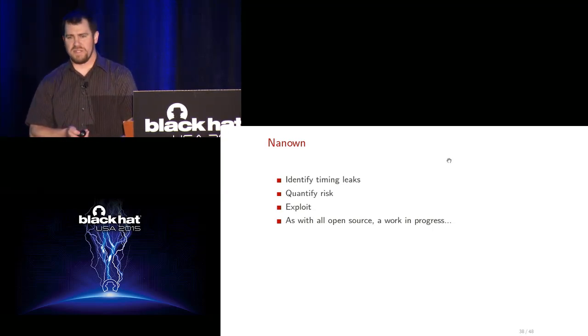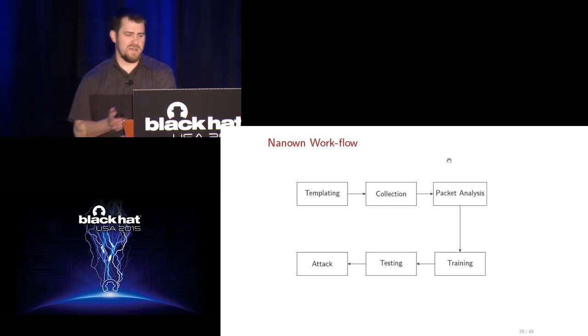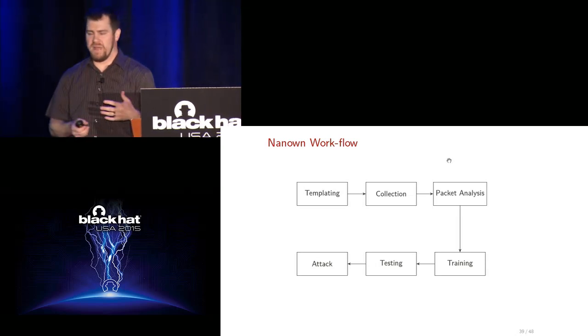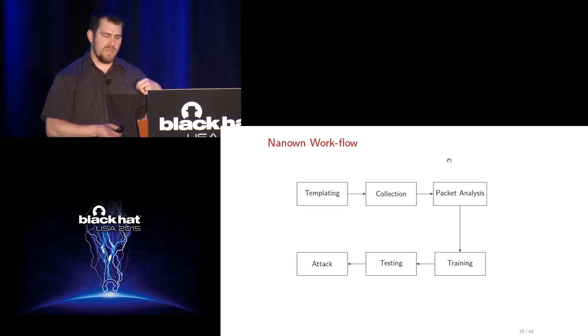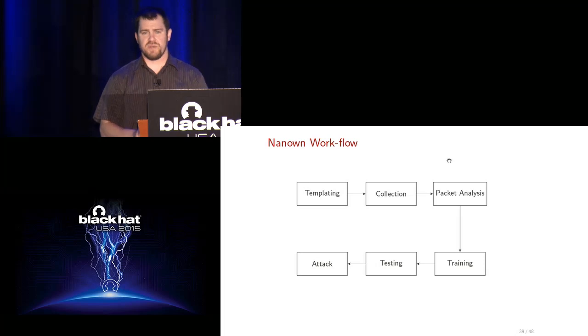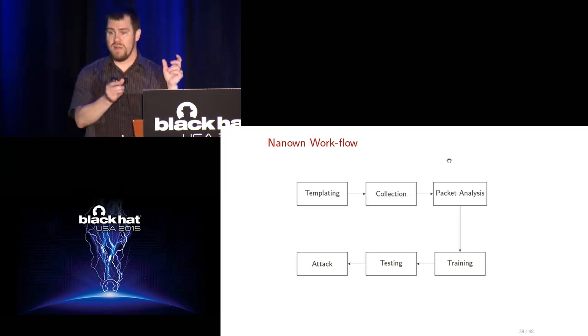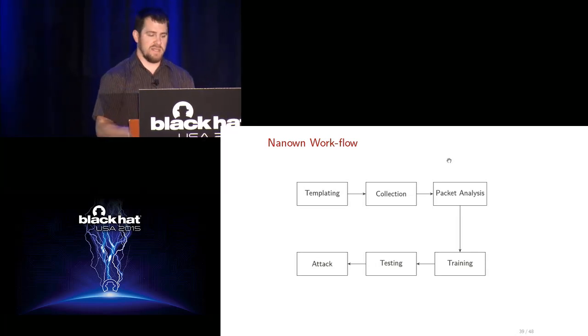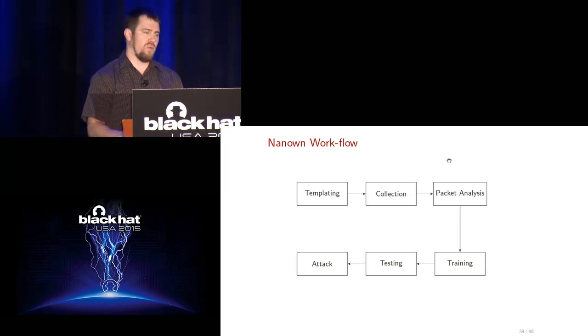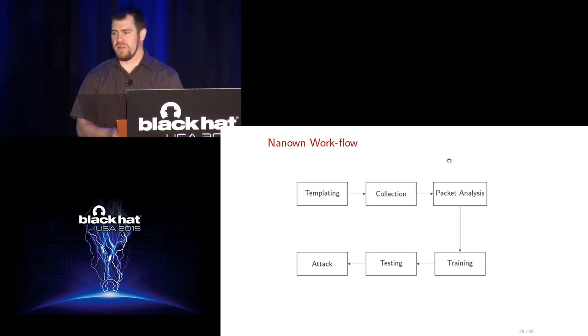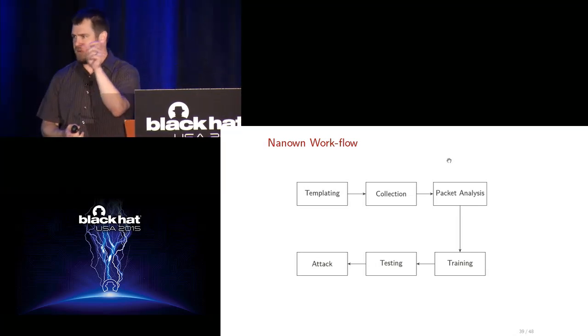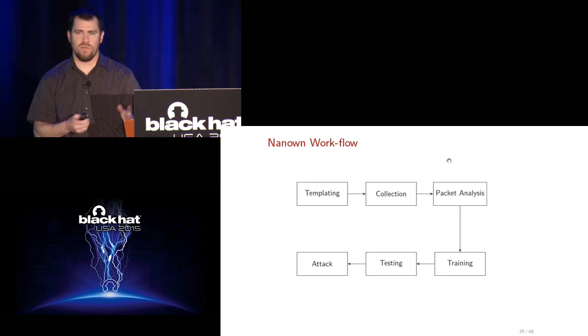It's definitely a work in progress still, and it's not very user-friendly, so it might be a while before that is easier to use for the average pen tester. But this is the workflow for Nanon, just real briefly. At the beginning, you have to go through a templating stage where you need to instruct the tool what your test cases are. If you have a valid social security number and an invalid one, or perhaps you have more than two of those test cases. And then you need to instruct it on what the HTTP requests look like. Where does that data get embedded in the request? Is it in the post body or in the URL or what have you?